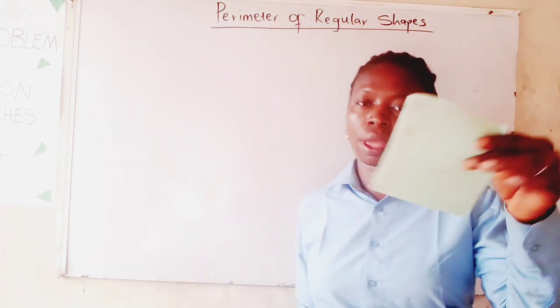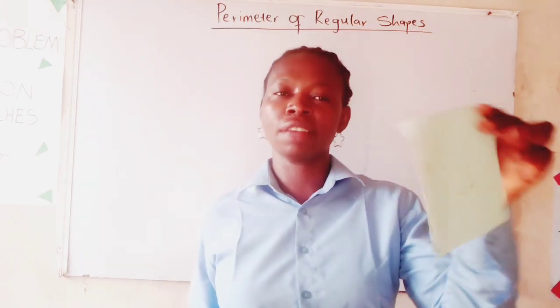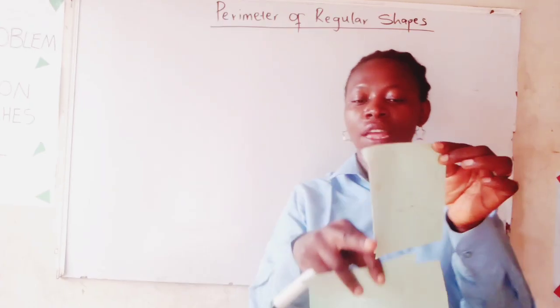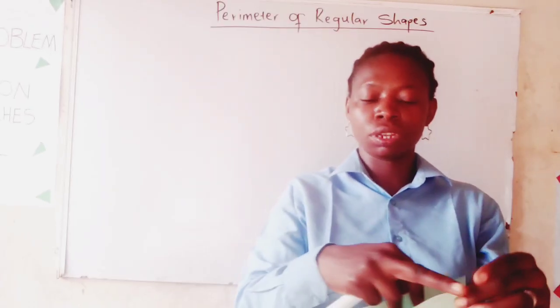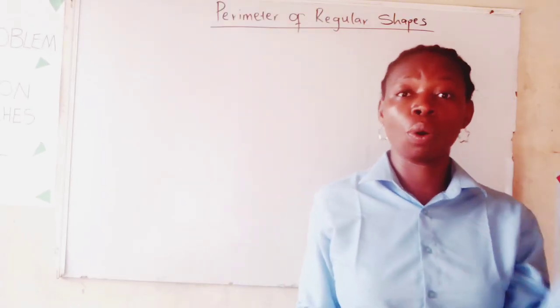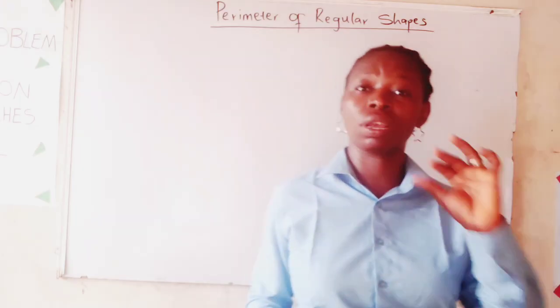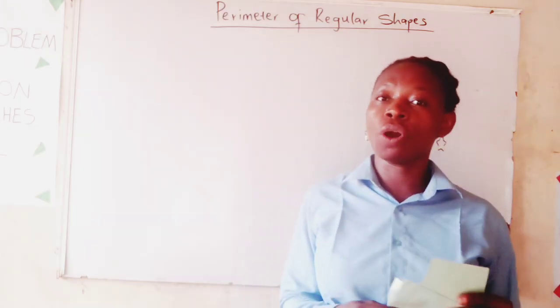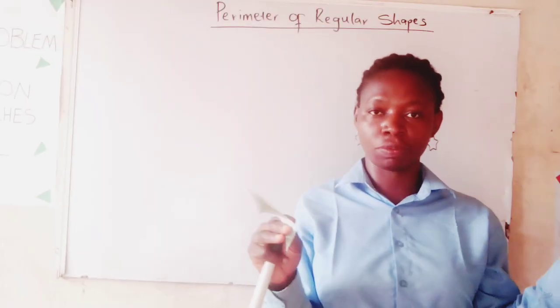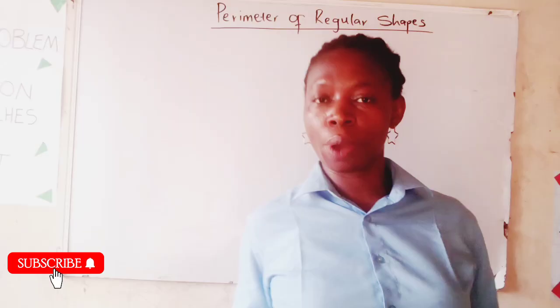A square has 4 sides equal. So the distance around the boundary of this shape is what we call what? Perimeter. So in today's lesson, we're going to look at how to calculate the perimeter of these regular shapes. We're going to start with calculating the perimeter of a square.